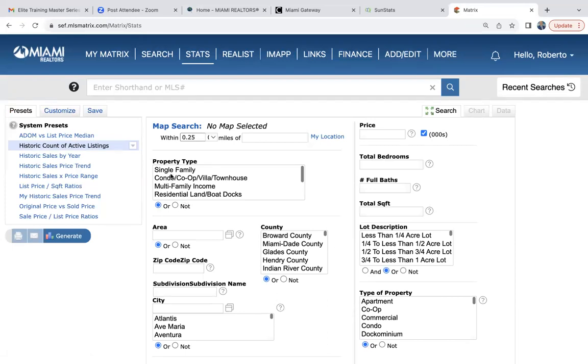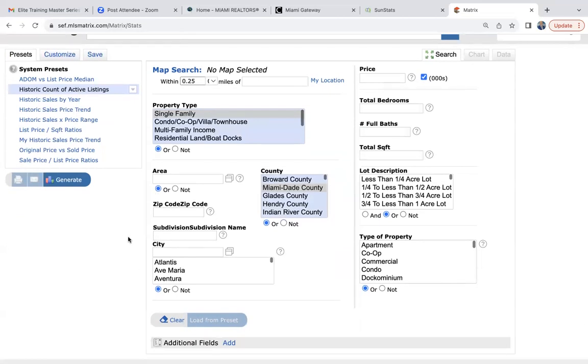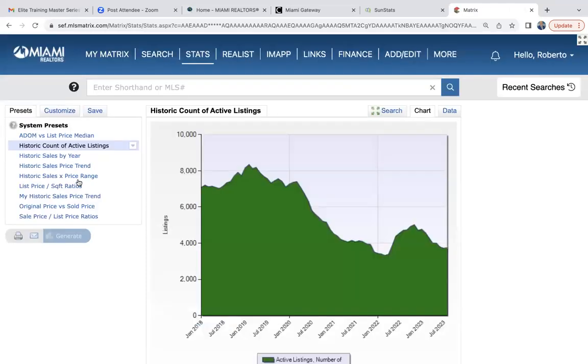All right. We're going to select single family home and Miami-Dade County. I want to get a good feel for the active inventory in all of Miami-Dade County. Remember, you can always do any particular area you like. All right, and we're going to click on generate.